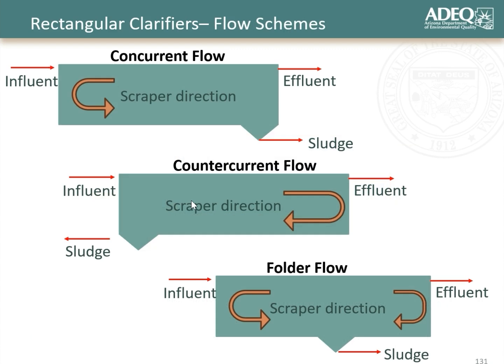In terms of the ways in which the scraper mechanism works, there are three different flavors here. One is called concurrent, in which the scraper scrapes the sludge in the same direction that the water enters and leaves. The countercurrent, in which the wastewater goes in one direction and the sludge is pushed in the opposite direction. And there are some double flow designs where the scraper will push the sludge to the middle of the clarifier while the flow goes from left to right in this scenario.